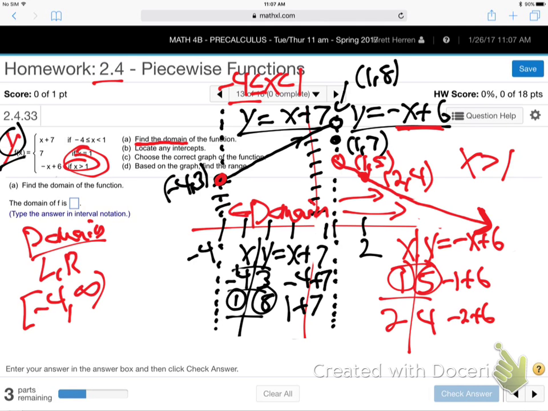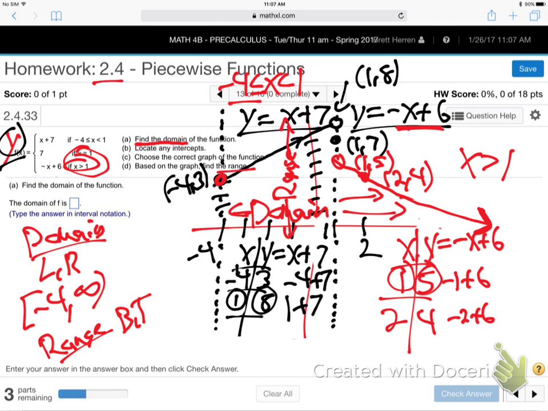Then later on they'll ask for range. Yeah, right here. Find the range. Range is the vertical. Range is up and down, bottom comma top. So what's the bottom? How low does this graph go? Negative infinity. How do you know? This is going down, down, down, and right, forever. So it goes to any depth, as low as you'd want to go.